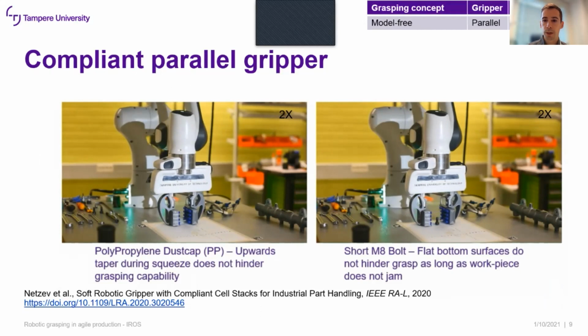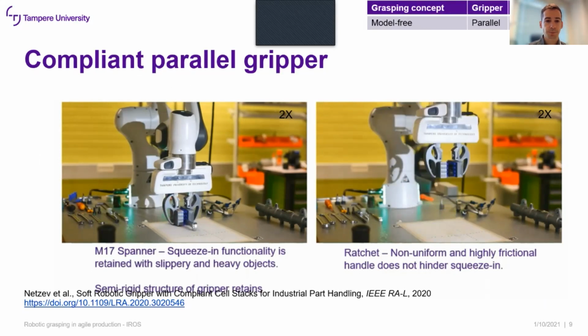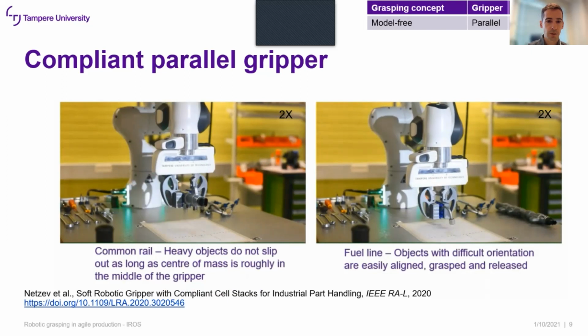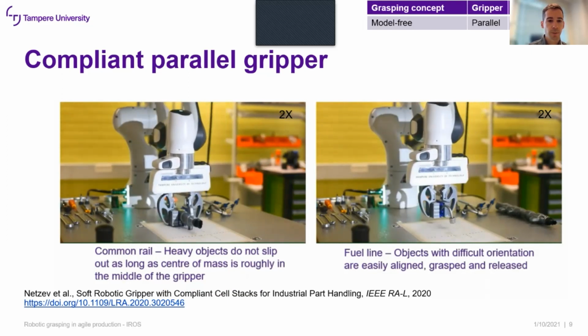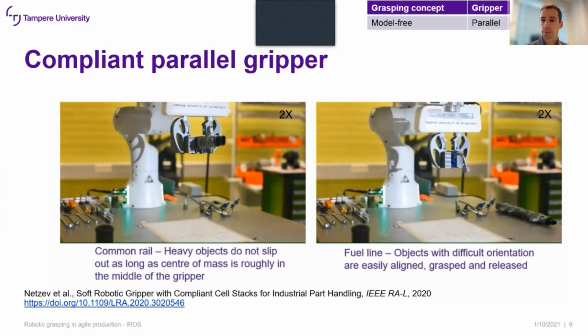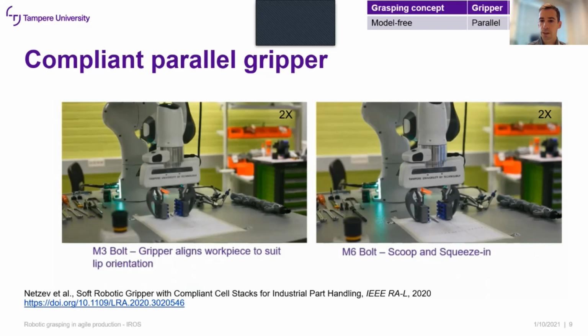Once we go to a bit bigger objects, it also works better. Here there are some hand tools that can be grasped successfully. And also with more heavy objects, this works. So on the left side, this is about 1 kilo, a common rail diesel engine part, and a complex shaped fuel line on the right. So grasping is successful in this case.